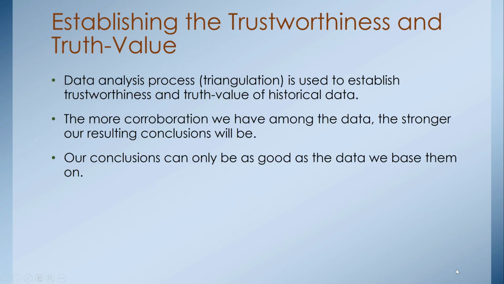Very similar to others in establishing the trustworthiness and the truth value, you can use some triangulation if possible, with historical data, looking at multiple data sources. The more corroboration we have among the data, then of course the stronger our resulting conclusions will be. And our conclusions can only be as good as the data that we base them on. So we have some very limited trustworthiness and truth value in historical data because, again, we're looking at things in the past from a current perspective and trying to make sense of those.